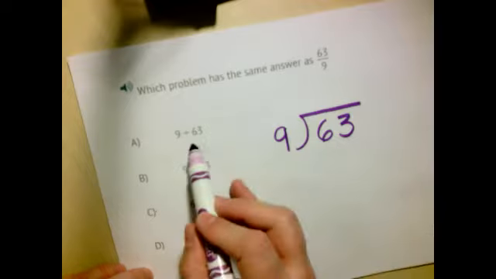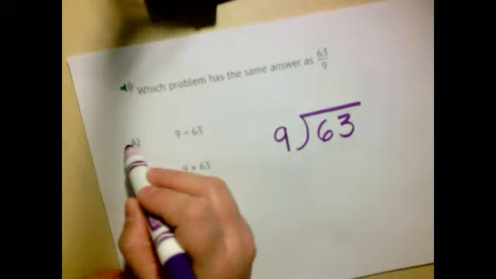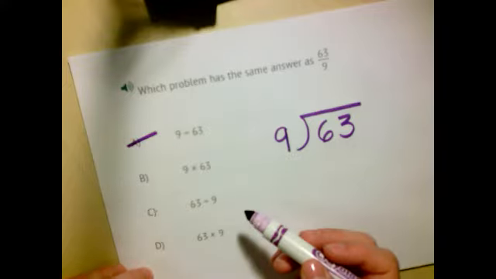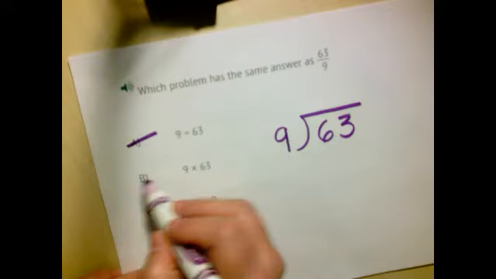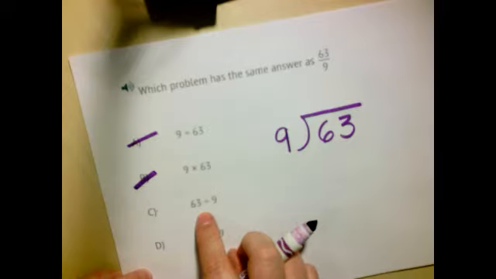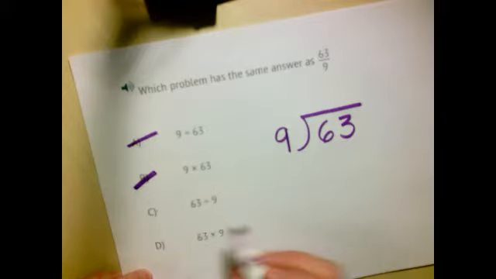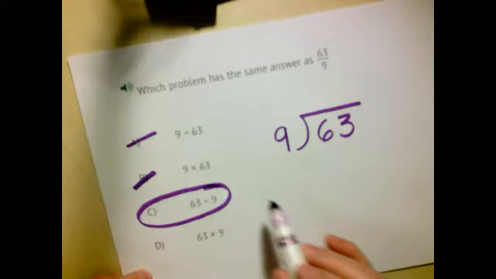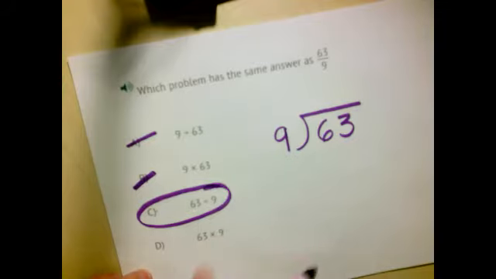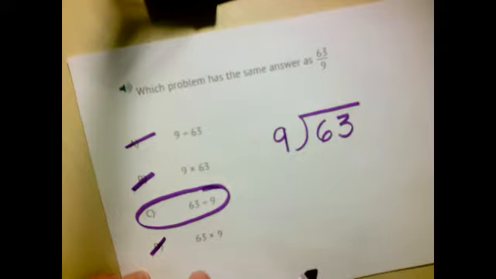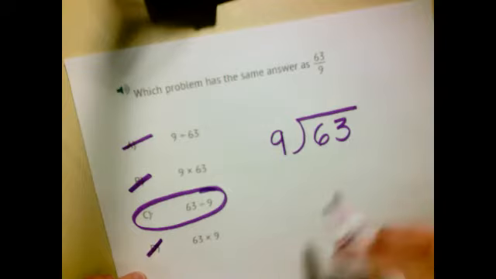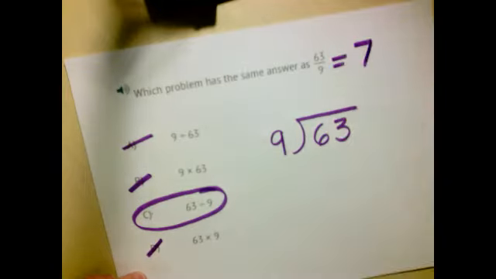I have 9 divided by 63. Well, that's not it. That's going to give me a fraction of a group. Here I have 9 times 63. I know that's not it. Here I have 63 divided by 9, which would get me to the correct answer. And this one is just 63 times 9. That's not it. So if they had asked me to solve this, which they didn't, I know that 63 divided by 9 is actually 7. They didn't ask me for the quotient there, but I know that would be 7.